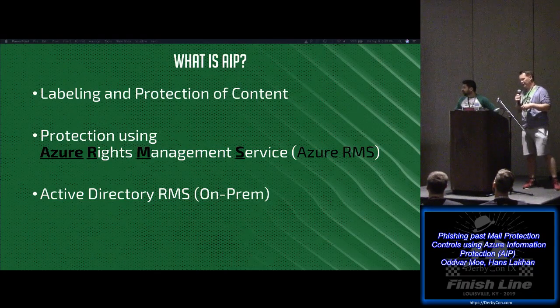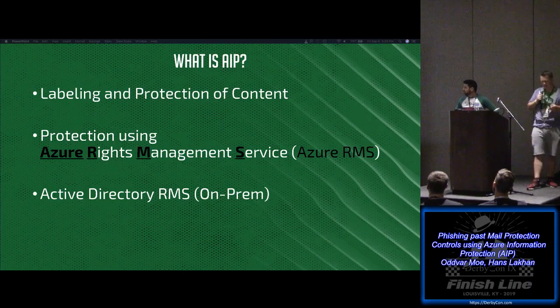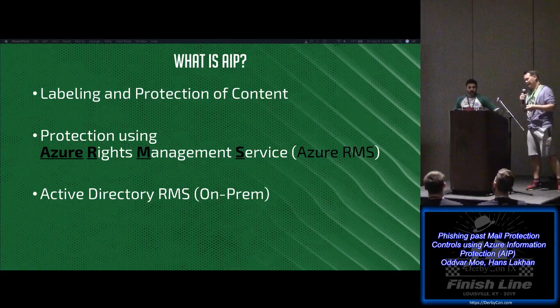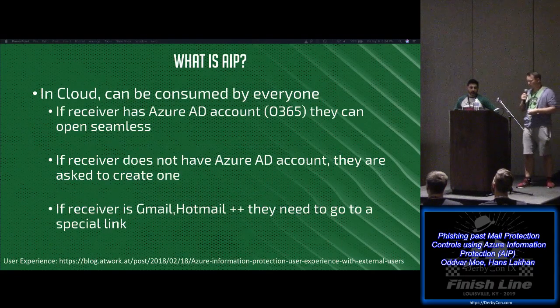And the problem with the on-prem was that in order for me to share RMS content with another organization, I had to basically federate with them in order for them to receive the content and decrypt it. So it was really difficult to implement this in a good way back in the days. Now we have the cloud, so everything is cloud-based, and it can basically be consumed by everyone. And it's free for everyone to consume RMS protected content. That's part of the strategy for Microsoft.